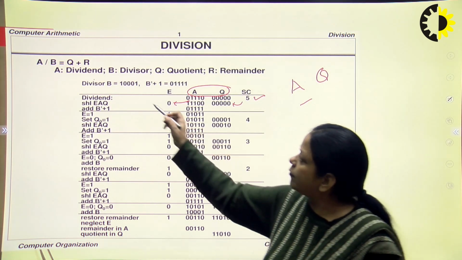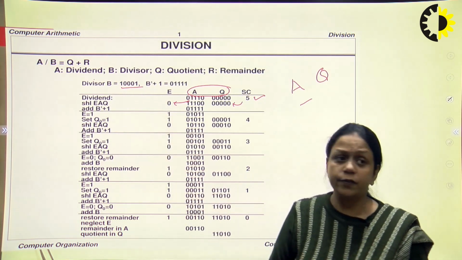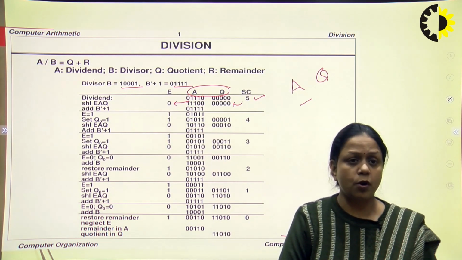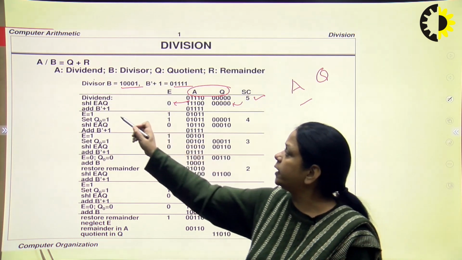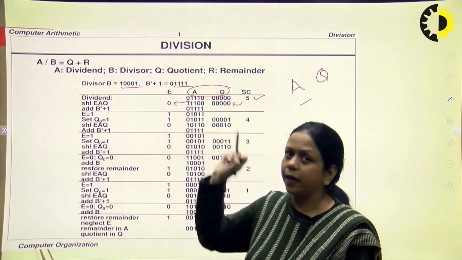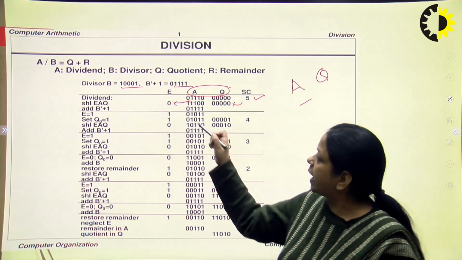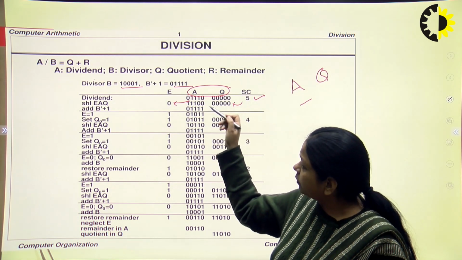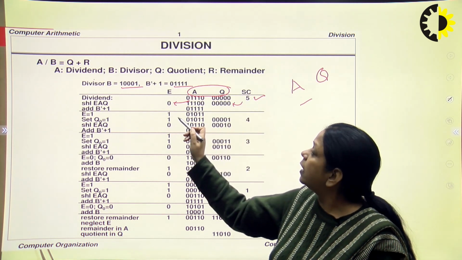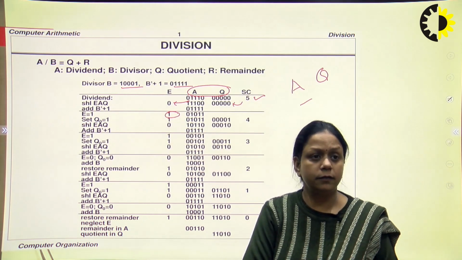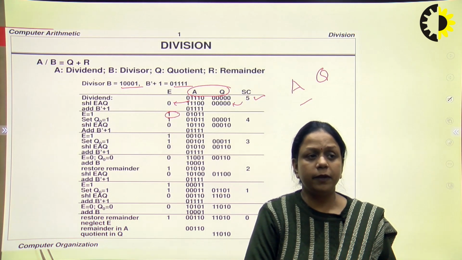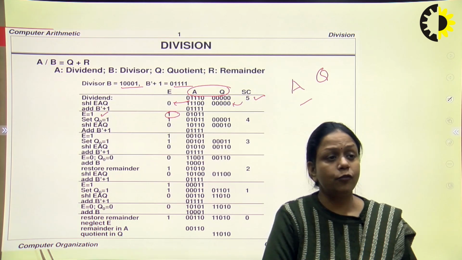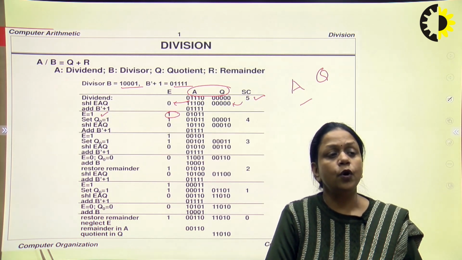So we already have the value of B as 10001, which is the divisor value, and we have already found the value of B bar plus 1, which is the 2's complement of B. Now we need to add this 2's complement into the A. So you can see here when we add this B bar plus 1 into the value of A, we will get here the value of E as 1. Fine. After adding B bar plus 1, if the value of E is equal to 1, the condition is that we have to set the value of Qn to 1.